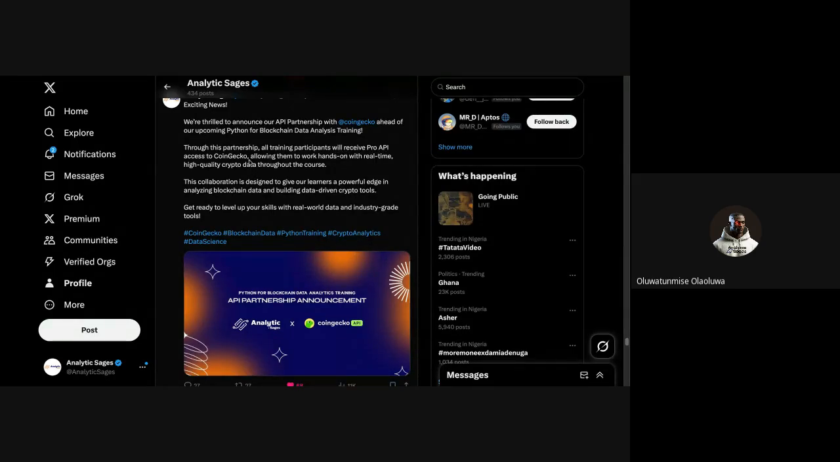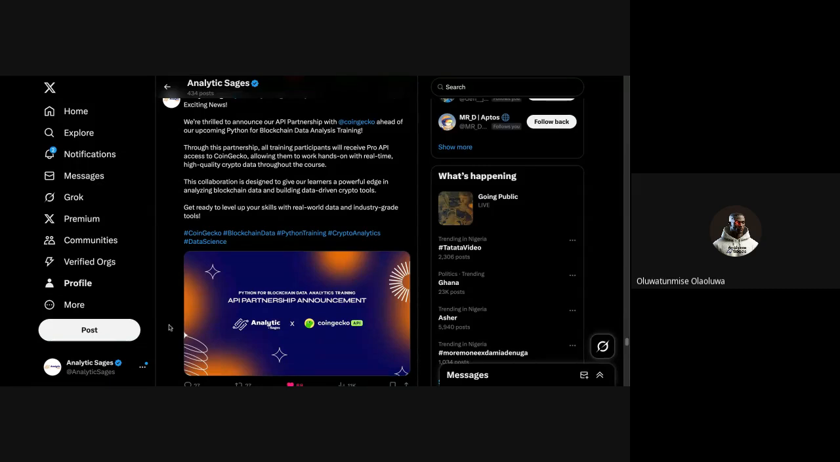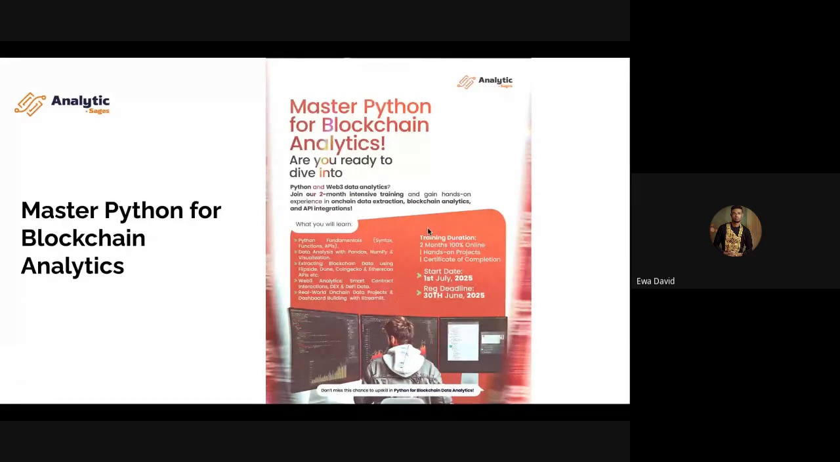Through this partnership, all training participants will receive Pro API access. Pro API access, you are paying $100 and something for it. But if you join this training, we already have the access, so we are going to give you the access. And if you are a serious student, you enjoy the access for 1 year. That is the benefit you get when you join this training with us. Do you get?